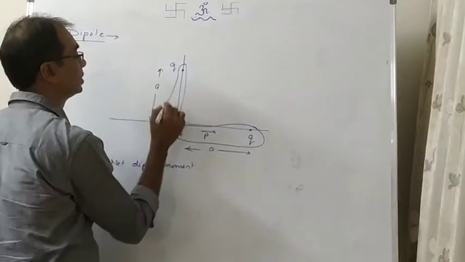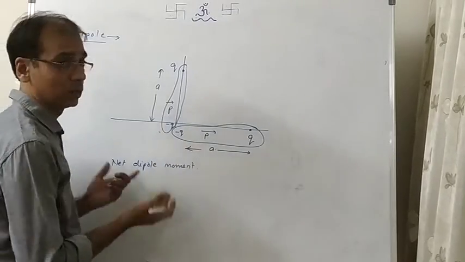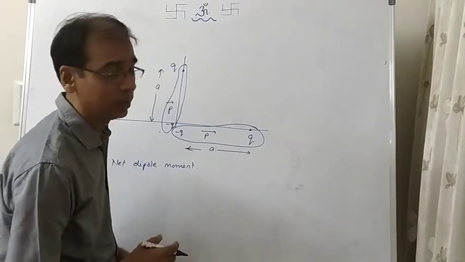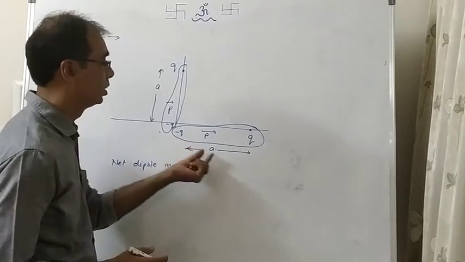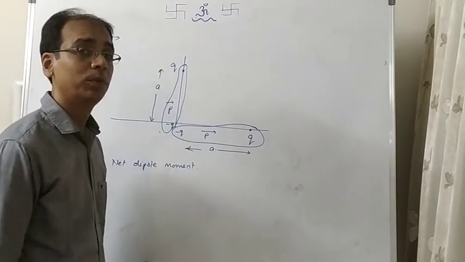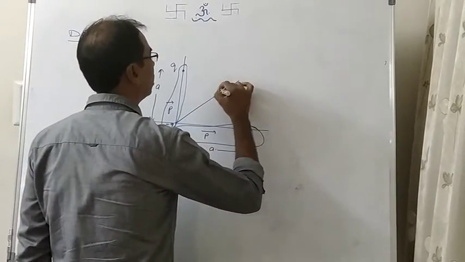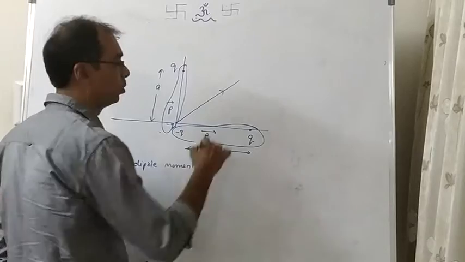This one is like this. Are both given equal in magnitude? Yes, in this question I have given you equal in magnitude, because magnitude of dipole moment is q into a. Here also q into a, both are equal. So net dipole moment will be where? Exactly in the middle, according to the parallelogram law. This is the resultant dipole moment.